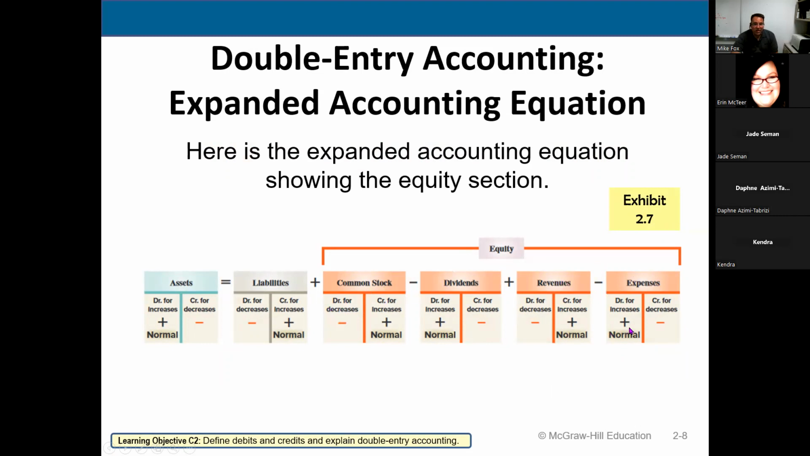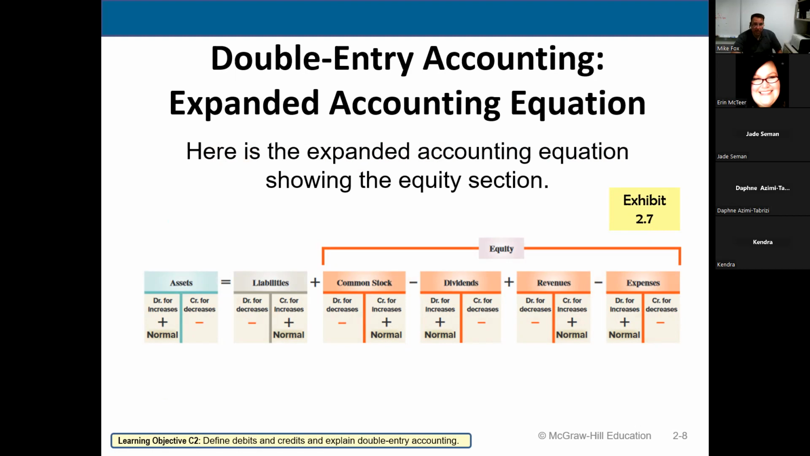Honestly, in the end, you just have to memorize this. You've got to know this, and please put in the effort to memorize it and be able to apply it, because it won't go away. It'll be all through this class and all the way through managerial accounting.